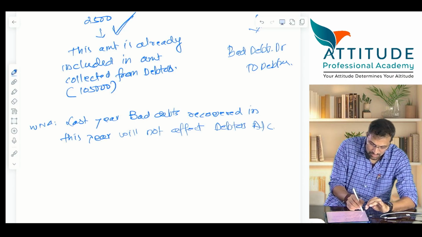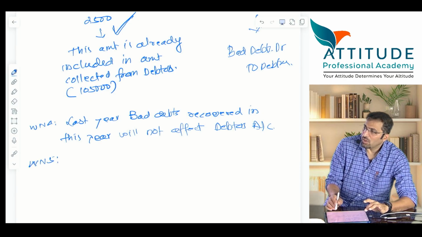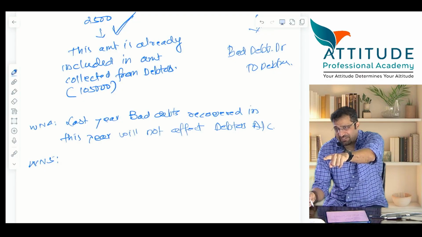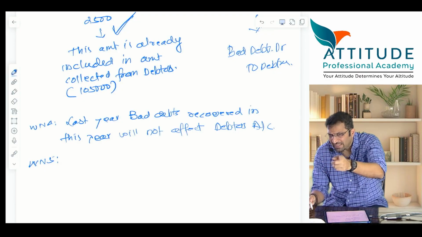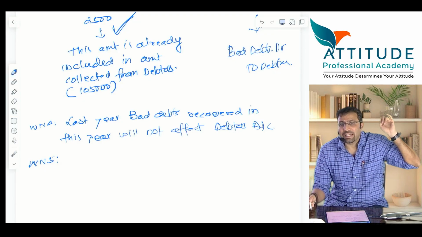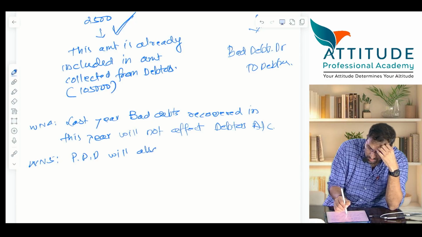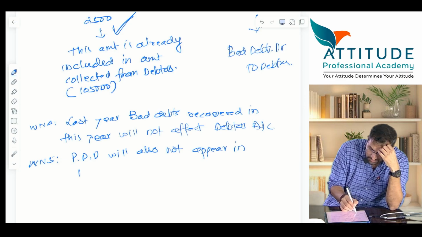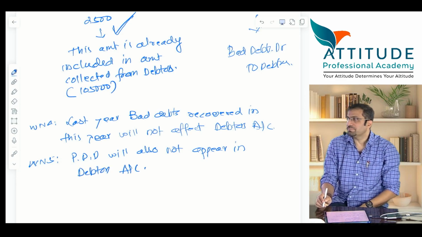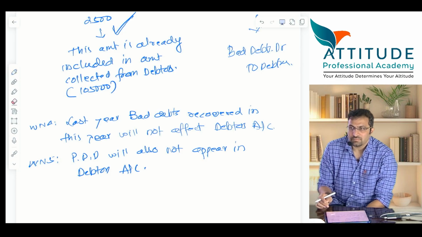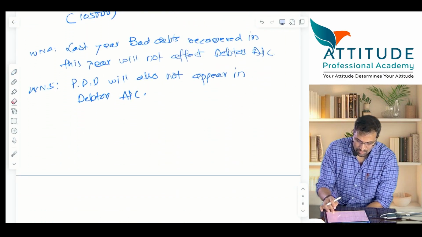Clear? Working note number 5. और एक है उधर, provision for doubtful debts. Yesterday we saw, will provision for doubtful debts affect debtors account or it will hit P&L account? So you have to write a note. PDD will also not appear in debtors account. हो गया? Will also not appear in debtors account.